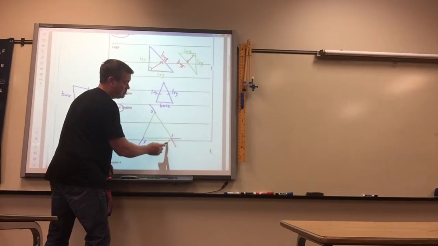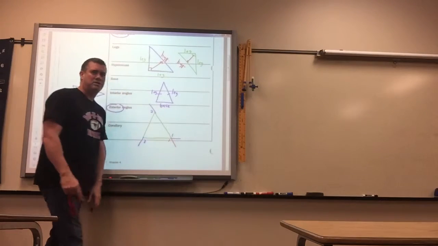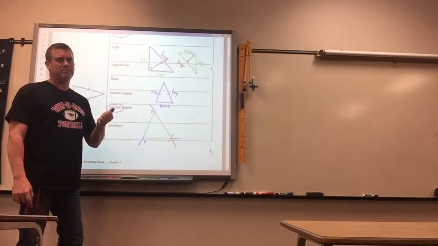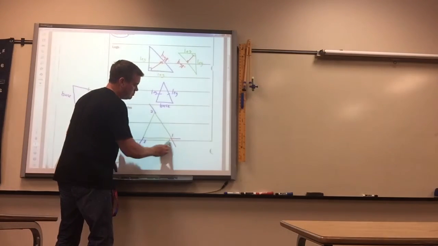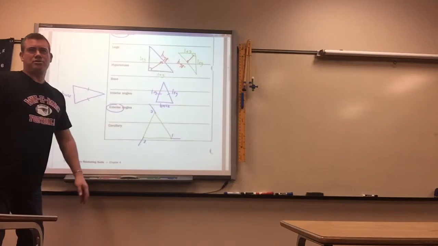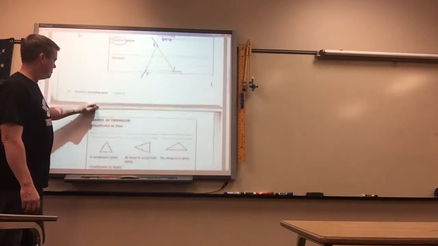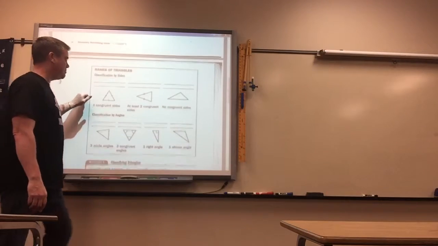If I would have extended like this one this way, what do you know about these two angles? They're vertical, so they're the same. That's why it doesn't matter which way you extend it, but you only extend it one way. And a corollary is just a rule. You'll see corollaries.